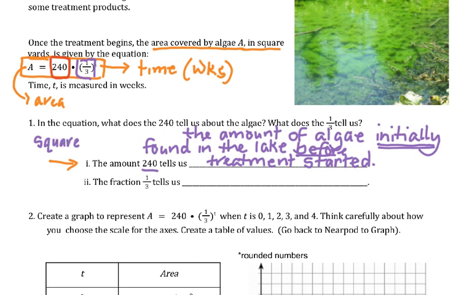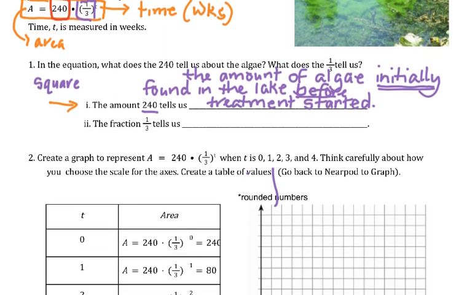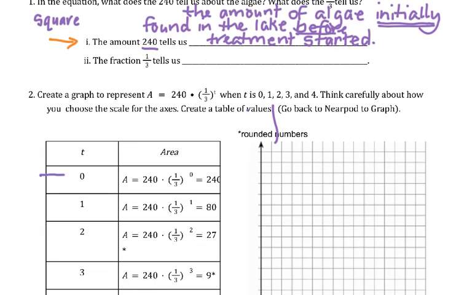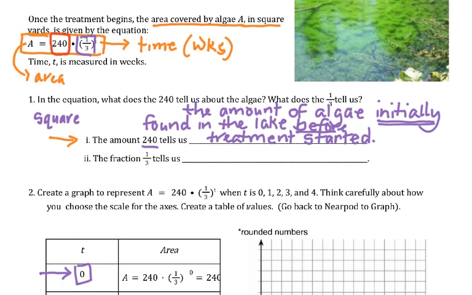That's really critical, because that is when time is 0. I'm just going to scroll up here, right here. This is at time 0. It's where I start. So that is square yards of algae, and I just write that in right here. Square yards.